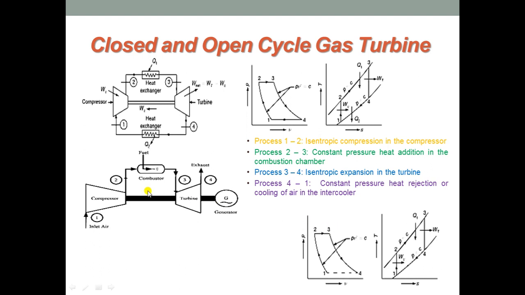It consists of a rotary compressor, combustion chamber and a turbine which is a reaction type. Both the turbine and the compressor are mounted on the common shaft, so that a part of power developed by the turbine can be utilized to drive the compressor.